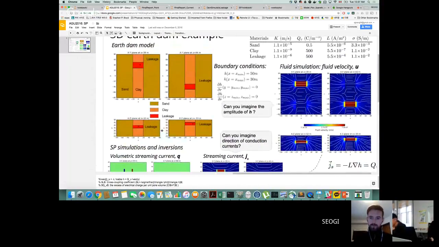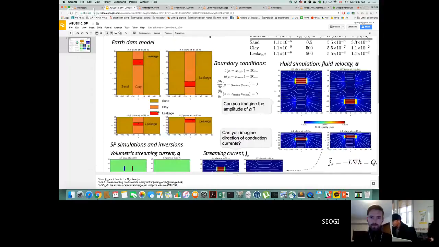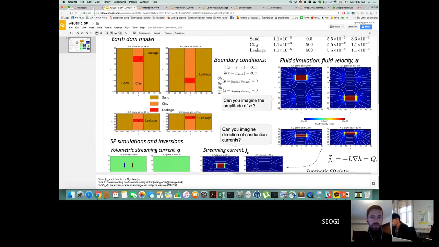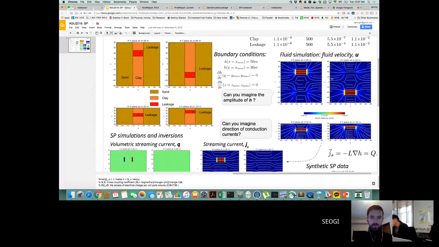Yeah, not very practical. Anyway, so I solve a Darcy equation. Here's my boundary condition that I defined, and here's the fluid simulation result. So basically, it's actually solving a DC problem, but with a different boundary condition. So you have one excitation.